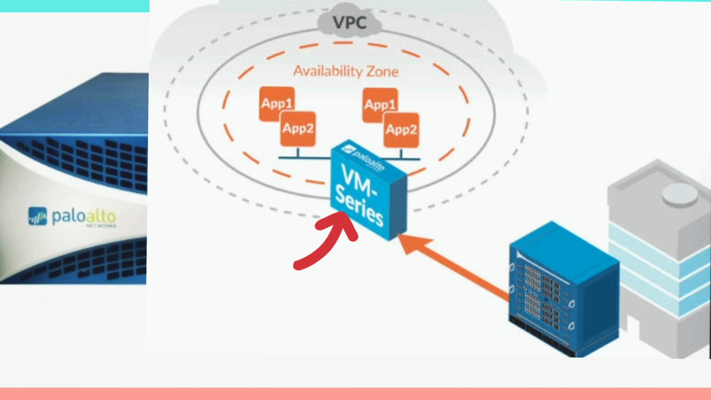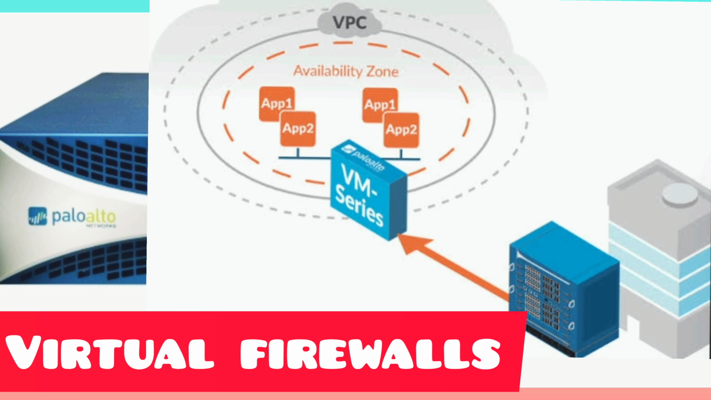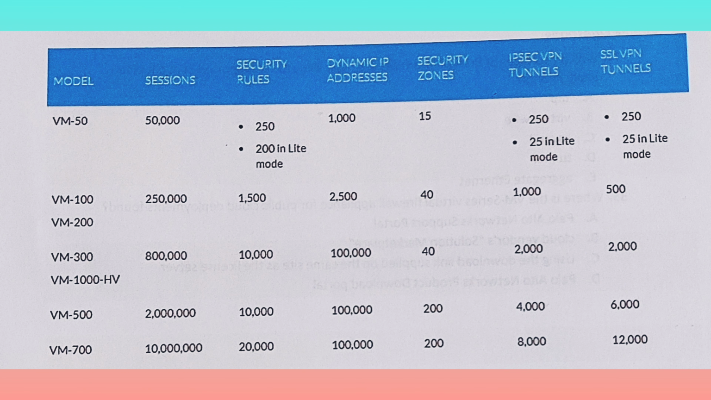A VM-Series is a virtualized form factor of the Palo Alto Networks next generation firewall that can be deployed in a range of public and private cloud computing environments. VM-Series firewalls run the same PAN-OS software as the appliances do, with the same features and capabilities. Each virtualized environment supports the full functionality of the PAN-OS software, with minor differences depending on the deployed cloud technologies.